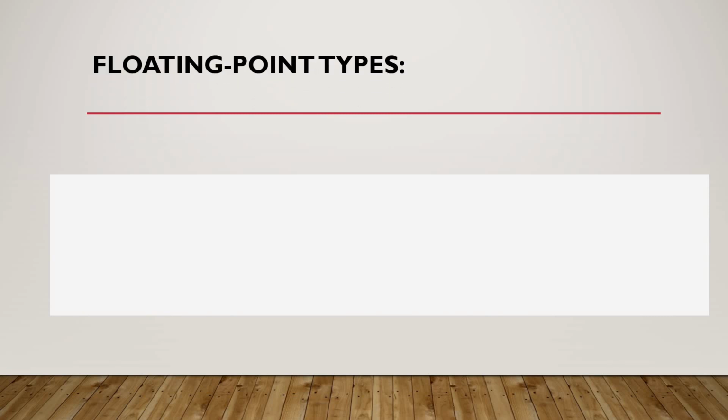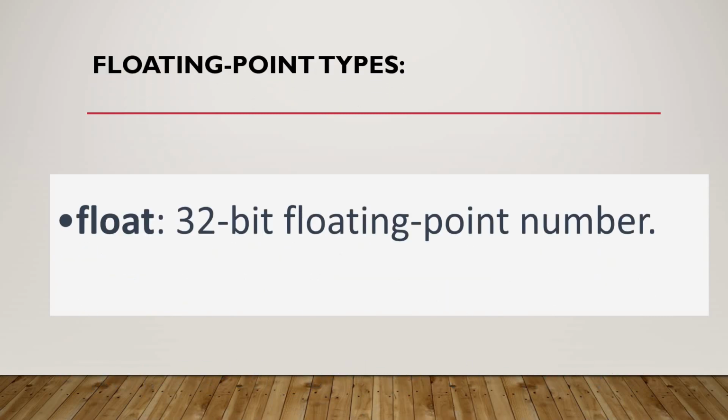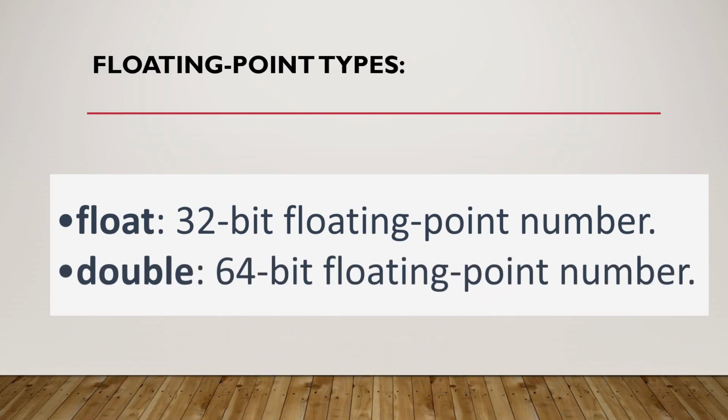So, floating points. Float: a 32-bit floating point number used for decimal numbers with single precision. Double: a 64-bit floating point number used for decimal numbers with double precision.